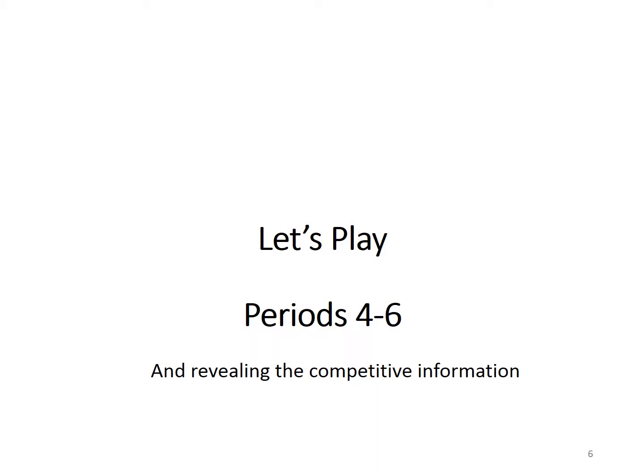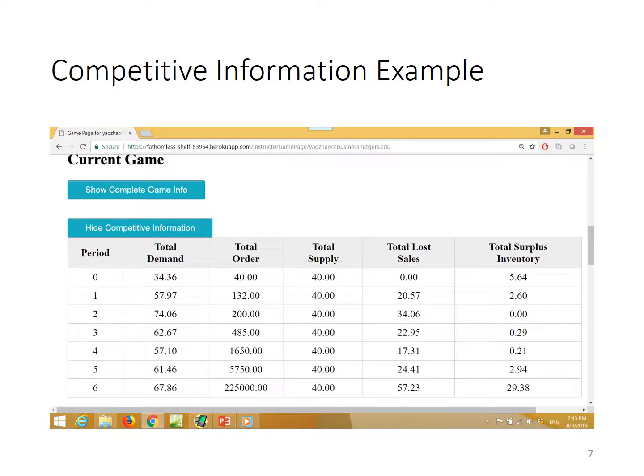To demonstrate the value of information, I would reveal the competitive information starting in period 4. Specifically, before the students place orders in period 4, I would show them the total demand, total order, and total supply for all the retailers up to period 3, so they can get a sense of the orders placed by other teams. For example, in this game, the total demand remains stable although it varies from time to time. The total supply is the same across all periods.